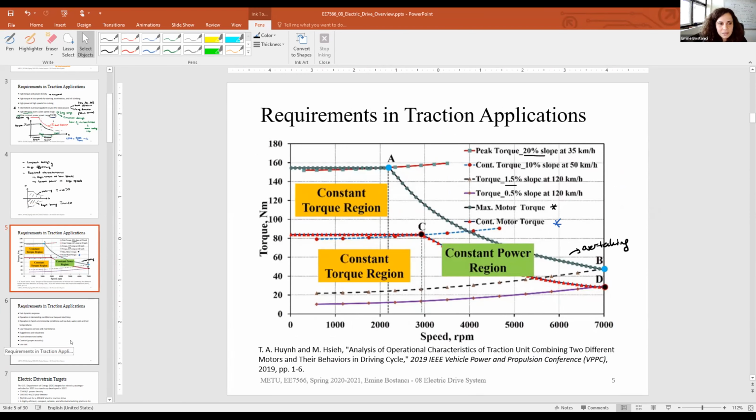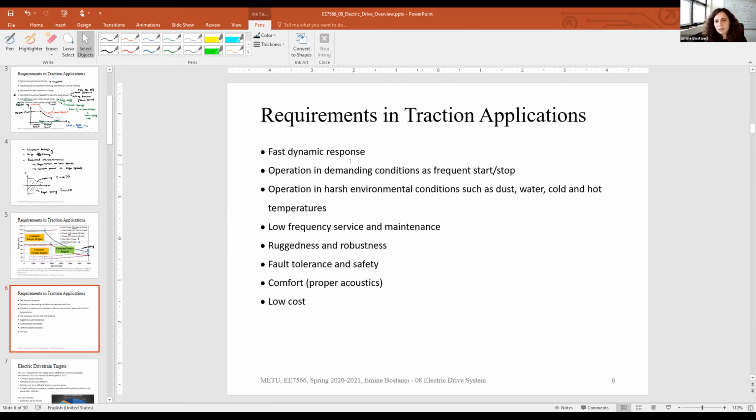So the inverter has to be designed for the electric machine and the electric machine for the inverter, as we will discuss later. The other requirement in the traction application is a fast dynamic response, so that we can brake, we can accelerate, and we can also make sure that the system is capable of taking corners and so on. We need to account for frequent starts and stops. In some cases, for example in high traffic, you may need to start and stop for hours.